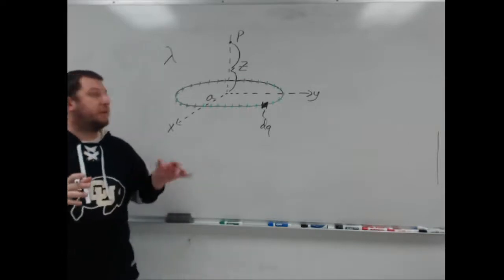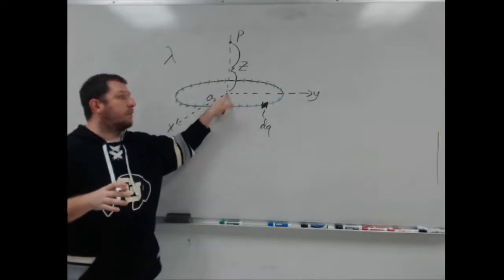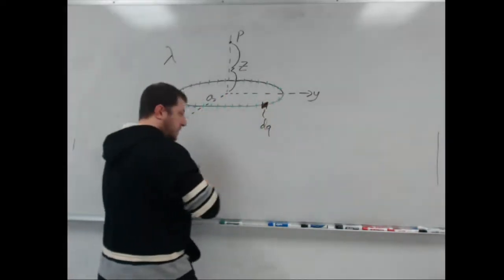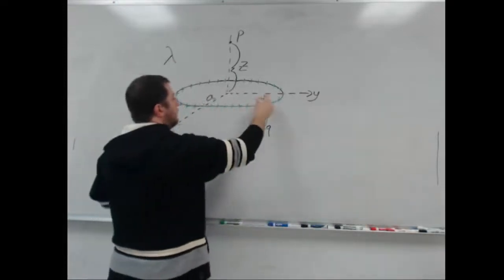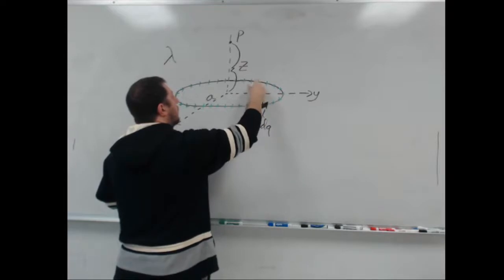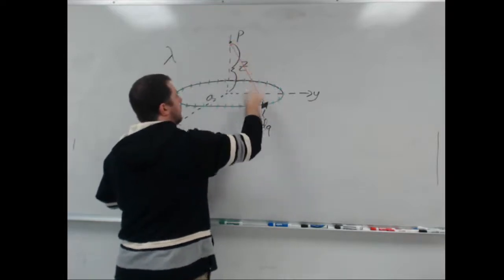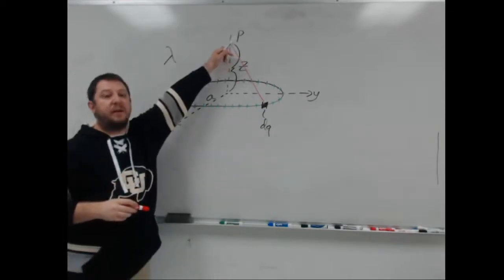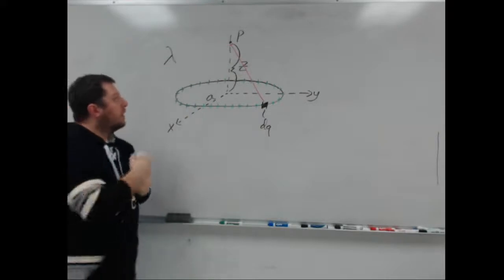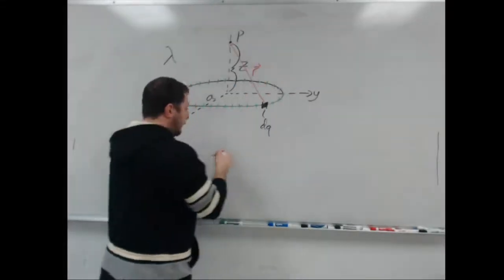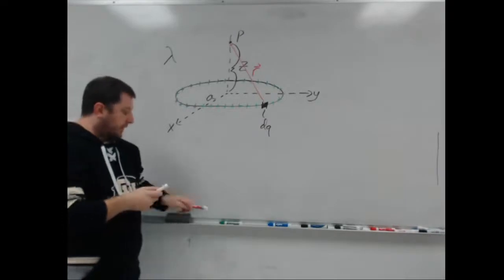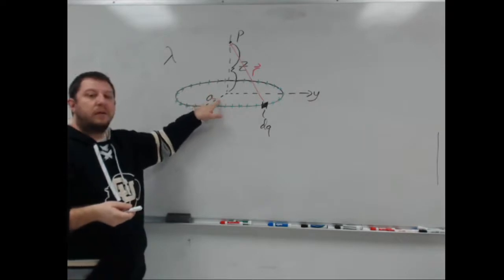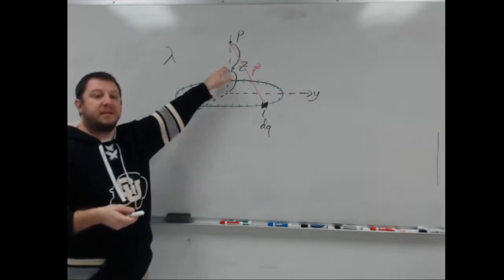Then each dq is going to lie a distance a from the origin. And when I draw the vector that connects my piece of charge dq to the point that I'm evaluating, my field point, this is now a vector r, and that vector is going to have a magnitude equal to the square root of a squared plus z squared.